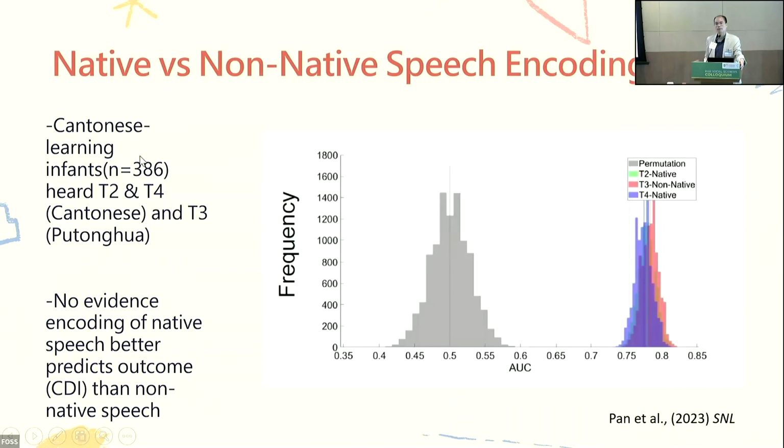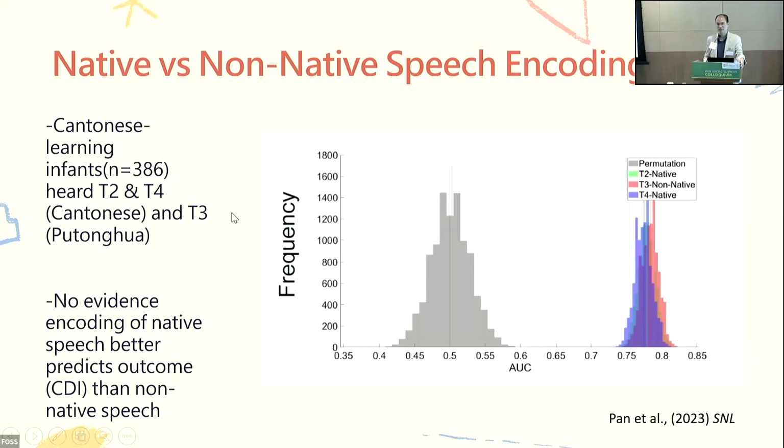In our neural encoding speech paradigm, we included 3 speech categories. Tone 2, which is the same for both Cantonese and Putonghua. Tone 4, which is only Cantonese. So this is a Cantonese low falling tone. It does not occur in Putonghua. And then we included the tone 3, the Putonghua dipping tone 3, which does not occur in Cantonese. So in other words, we included both native and non-native speech categories in our paradigm.